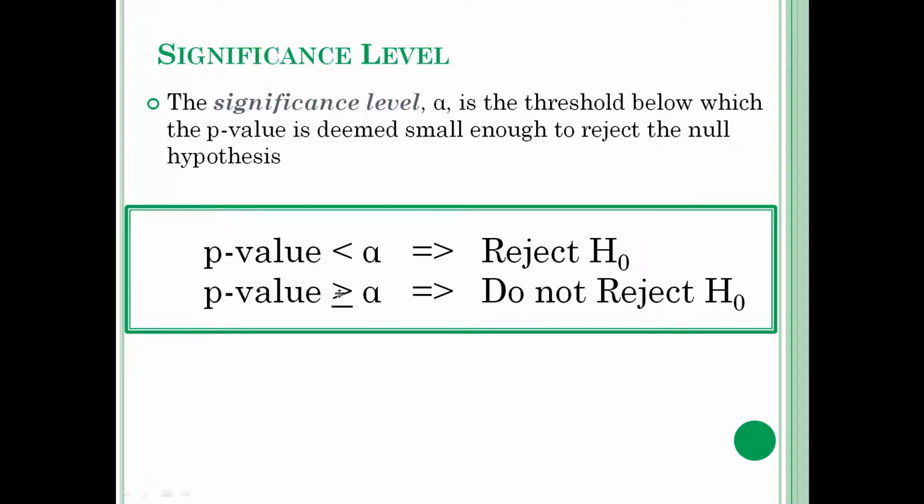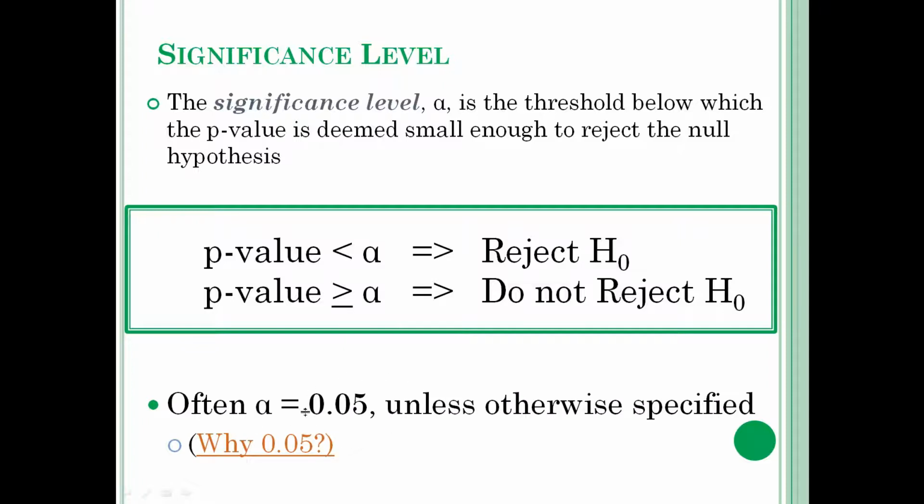And if p-value is larger or equal to alpha, we don't reject the null. Now alpha should be stated or given to you whenever you are given a problem. If it's not given to you, the number that we usually use is 0.05. So it is always 0.05 unless otherwise stated differently. And there is a reason why this is the normal number for us.